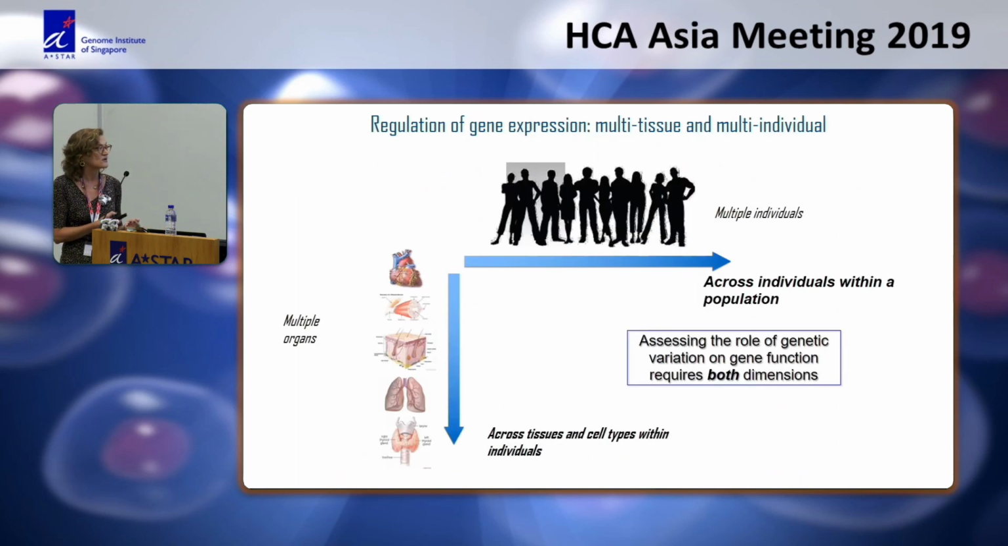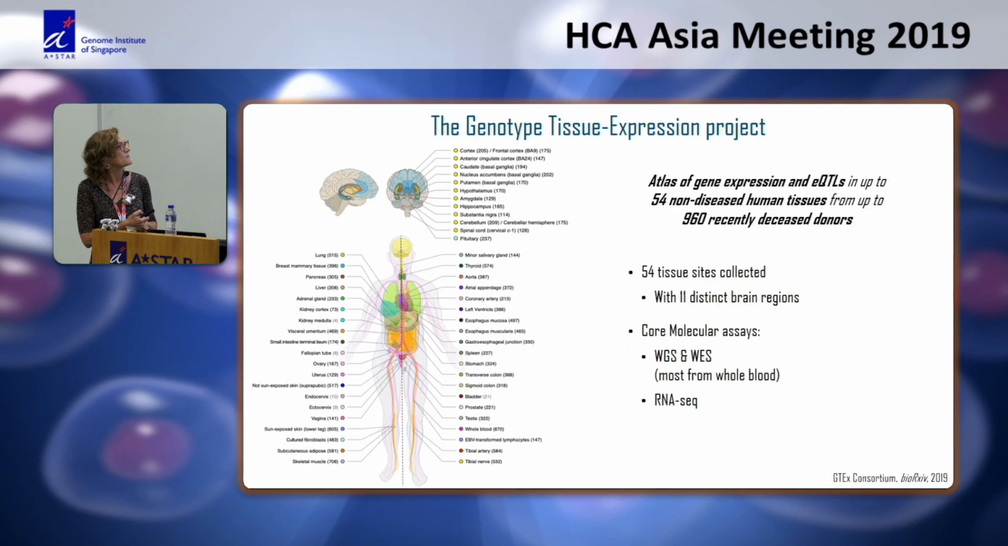So to assess the role of genetic variation on gene function requires assessing it in two dimensions. You really need to look across populations of individuals so you can get this genetic variation and the effects of genetic variation, but you also need to look across multiple tissues and cells within individuals. And so that was what the GTEx project set out to do.